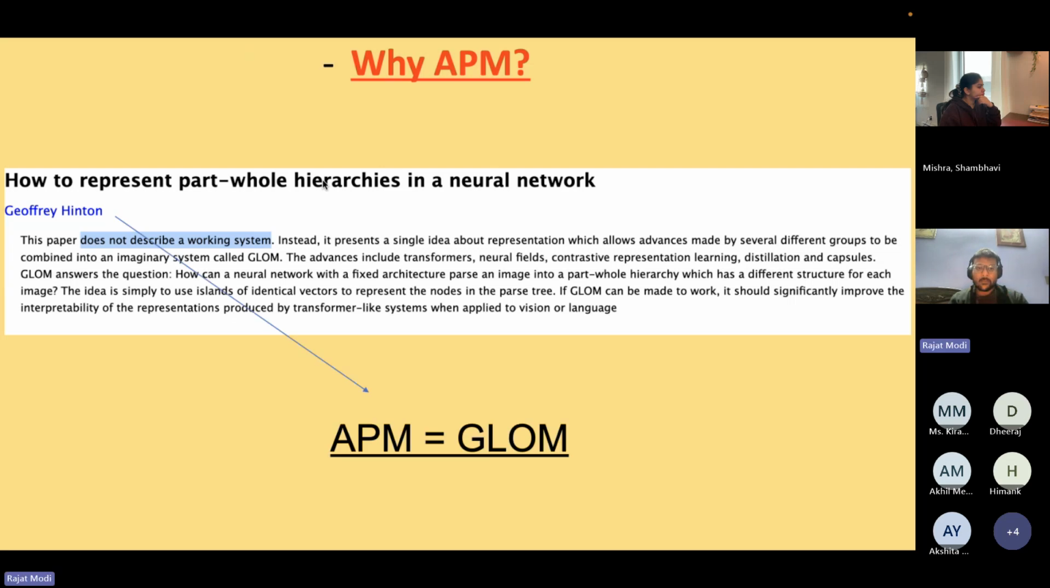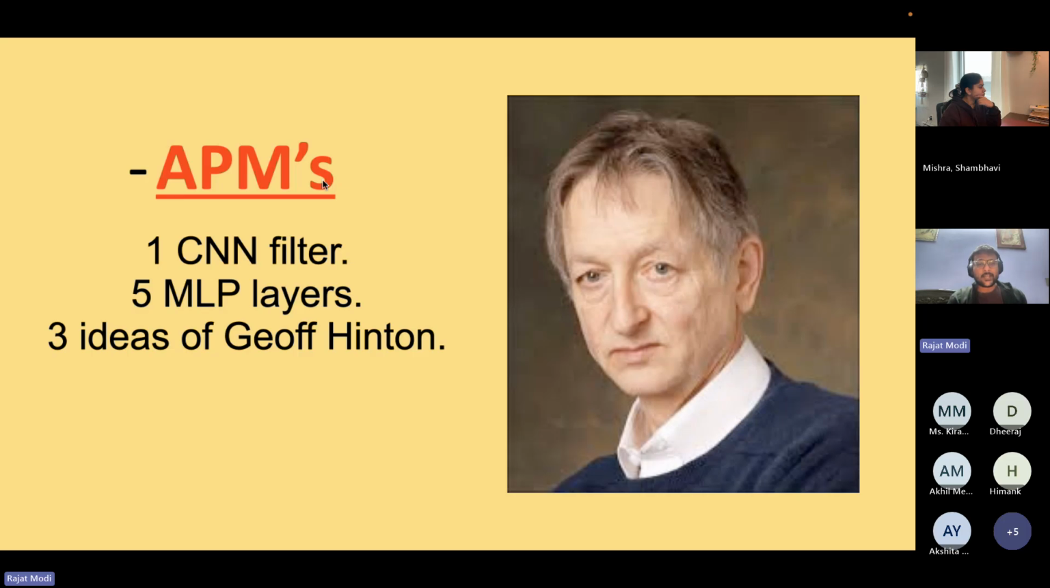So Geoffrey Hinton came up with this paper called How to Represent Part-Whole Hierarchies in a Neural Network in 2021. And this paper was saying that you can substitute everything with an MLP. And so a lot of people at Google were trying it out, but it did not work. So the whole paper I'm talking about is actually about making his idea of GLOM work. So the architecture of the network is one CNN filter, five MLP layers, and three ideas of Geoffrey Hinton, all of which are packed into one architecture.